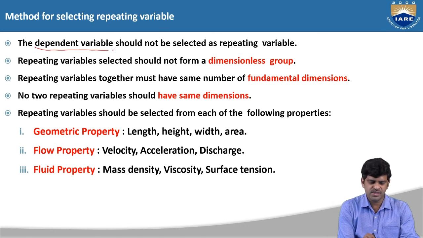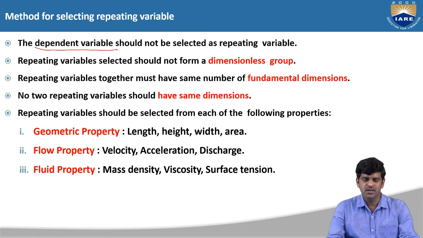Here we are going to see that the dependent variable, for example, the discharge. If you are going to say the discharge, it is a type of dependent variable. So that cannot be selected as a repeating variable.